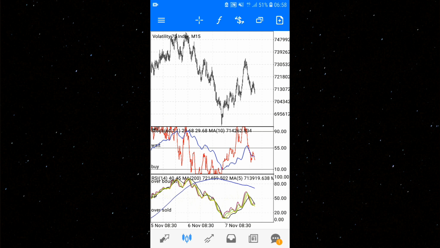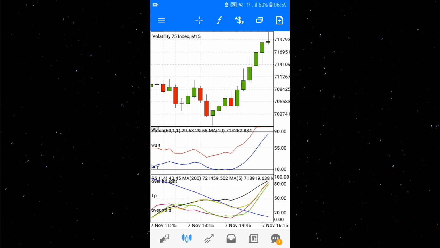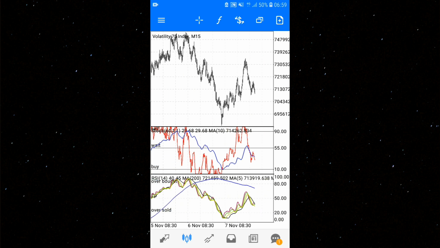Rule number 1, make sure your screen is in maximum zoom out mode. This is the maximum zoom in. So this is the maximum zoom out, until the candles' colors can no longer be visible. So how to enter the trade?